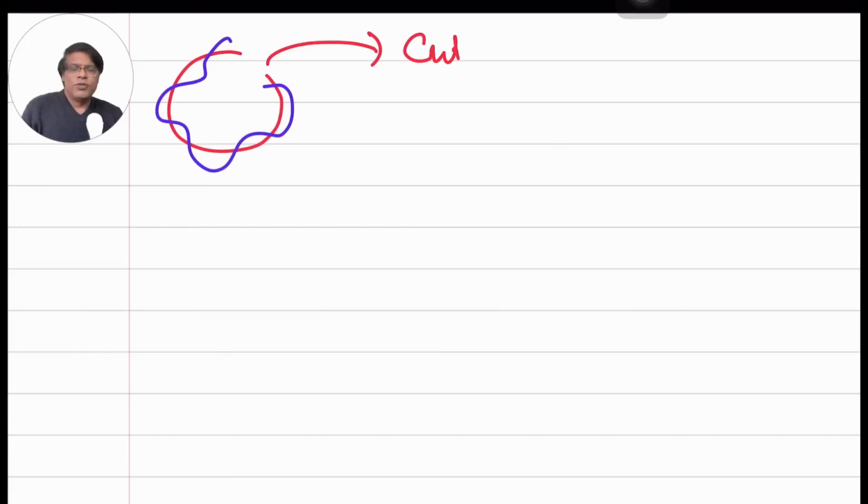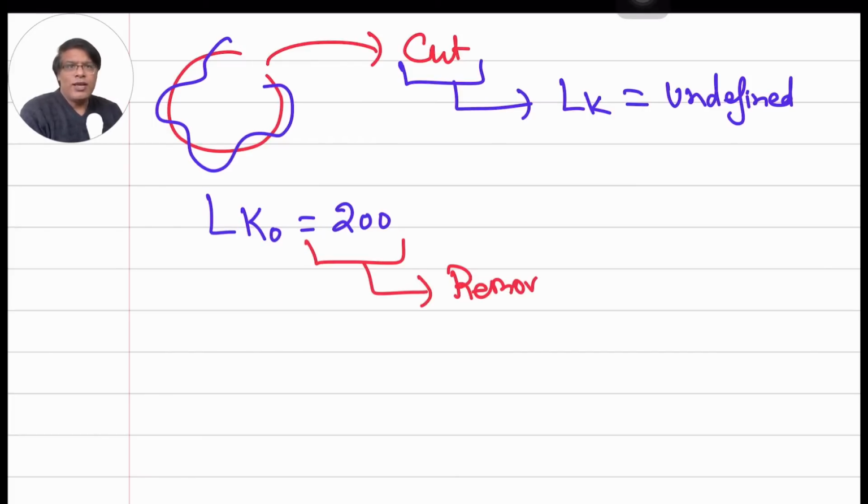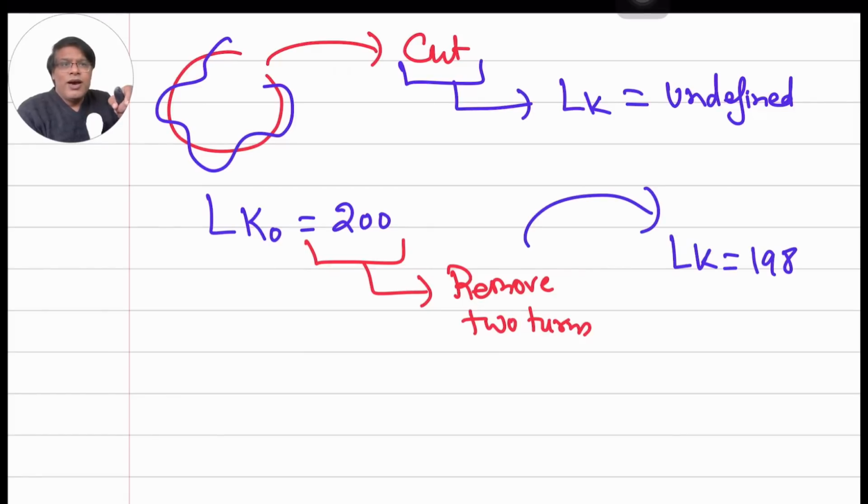Now let us suppose you have a covalently closed circular DNA, and you make a cut within this DNA by using any nuclease. Under this situation, keep in mind what you have created: a discontinuous deformation. Under this situation, the linking number is undefined. Let us suppose you have a covalently closed circular DNA where the linking number is 200. So Lk0 here represents the linking number in the relaxed state.